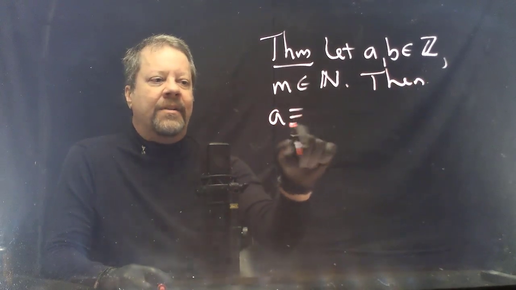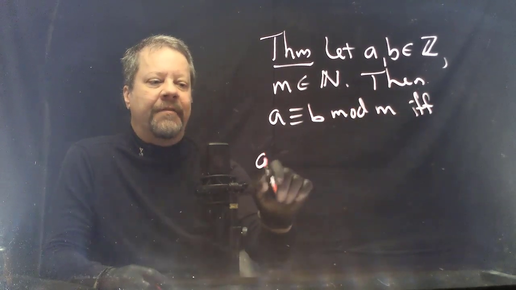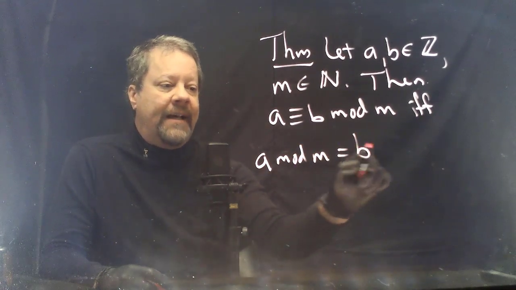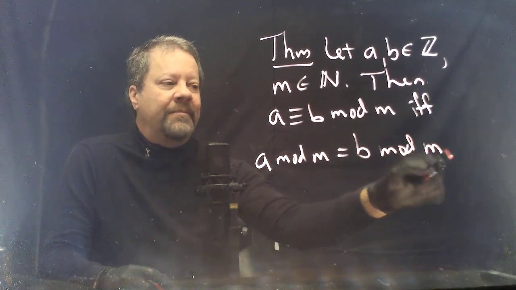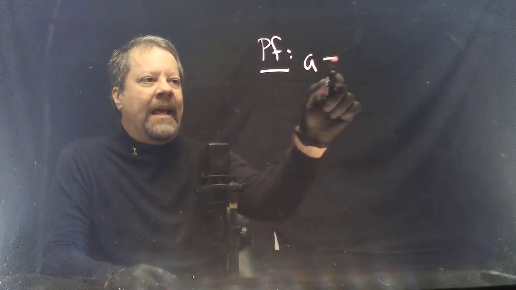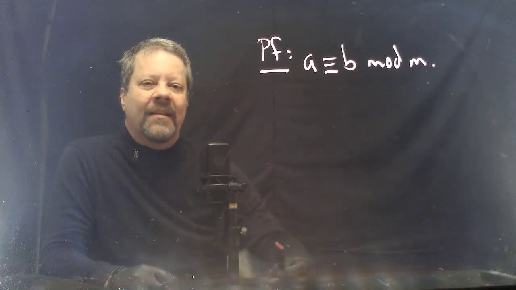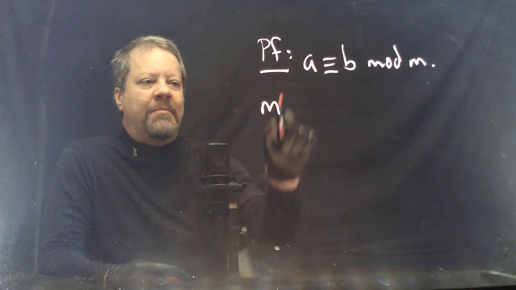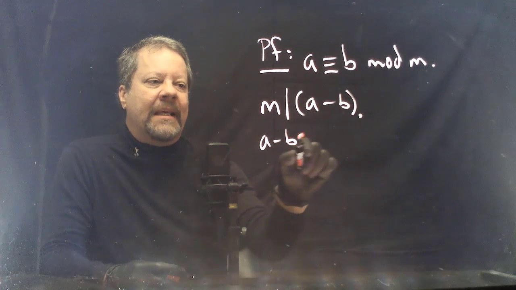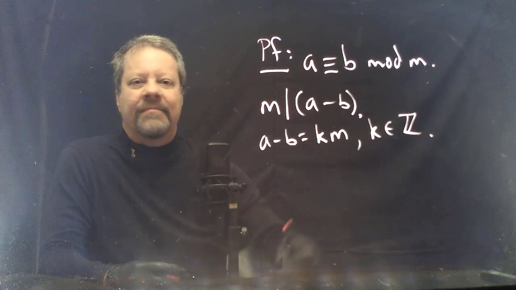Then a is congruent to b mod m if and only if a mod m gives you the same thing as b mod m. So in our proof, suppose a is congruent to b mod m. Well, what does that mean? It means m divides a minus b, so that a minus b is k times m for some k in the set of integers.